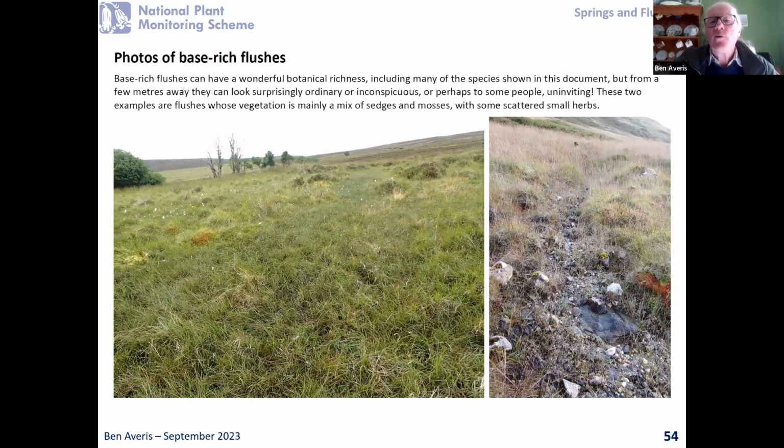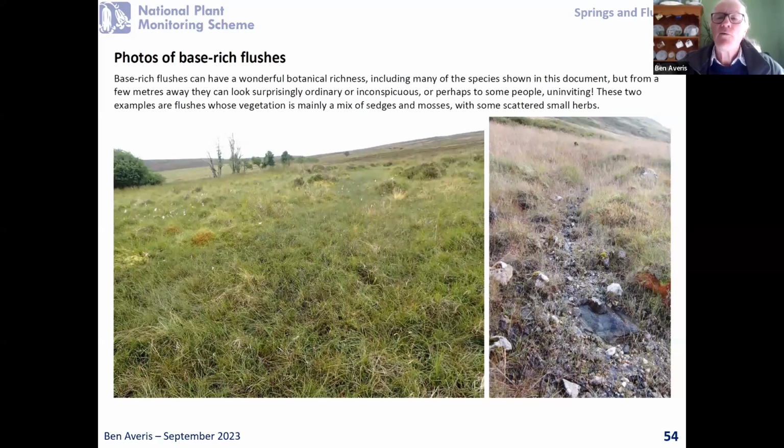Some base-rich flushes, especially, funnily enough, some of the more strongly base-enriched flushes can actually look, you might say, rather dull, visually speaking. This applies in particular to the ones where the vegetation is quite short or sparse and open as well, where it's got a lot of moss, but not quite so much of a diversity of vascular species. Maybe a few sedges being the main vascular species, along with some of the mosses.